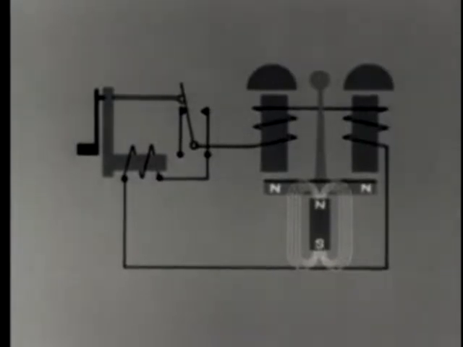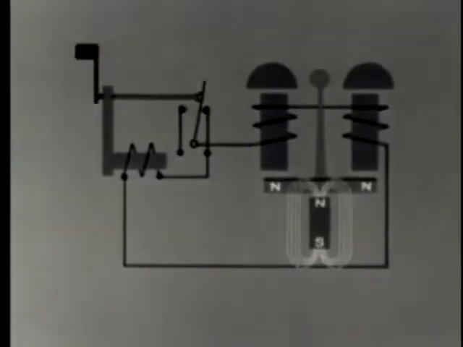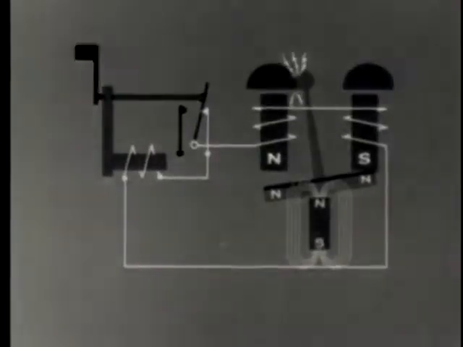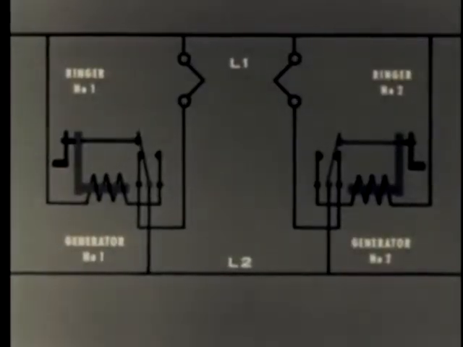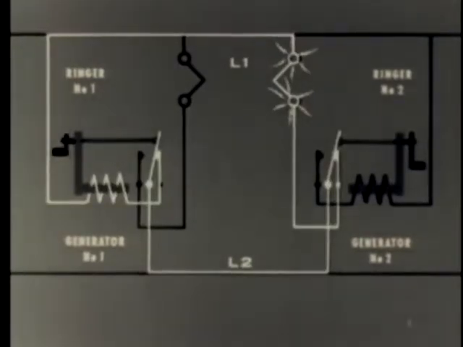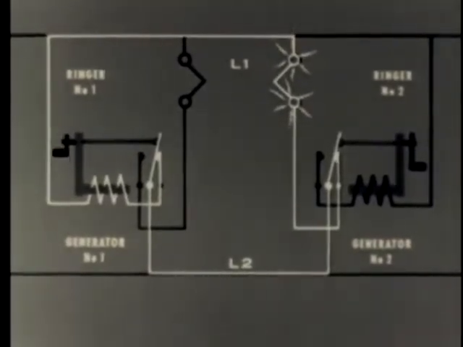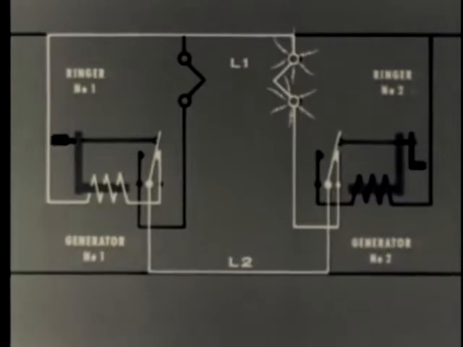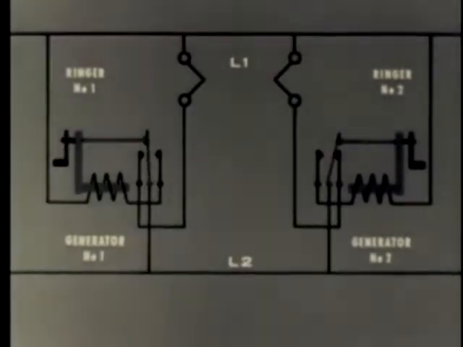A complete ringing circuit allows each station to call the other, and provides a switch for disconnecting the ringer. As the generator is turned, the switch connected to the ringer is opened. This places the generator across the line. The same thing happens in the opposite direction.